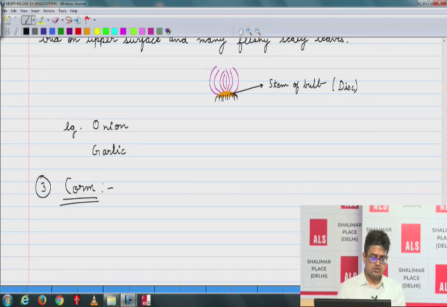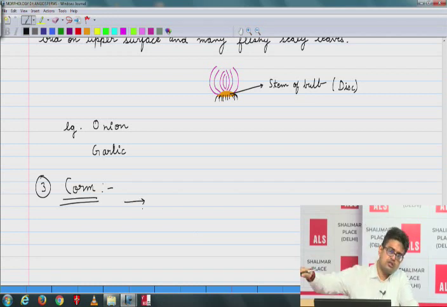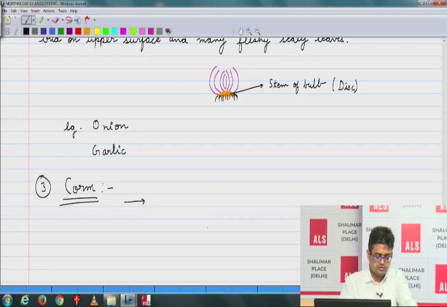Corm. So what is corm? You can say in the best words, it's a sort of condensed rhizome. We can suppose it as a rhizome, but it is more condensed. But rhizome grows in horizontal direction and corm grows in vertical direction. This is the major difference.